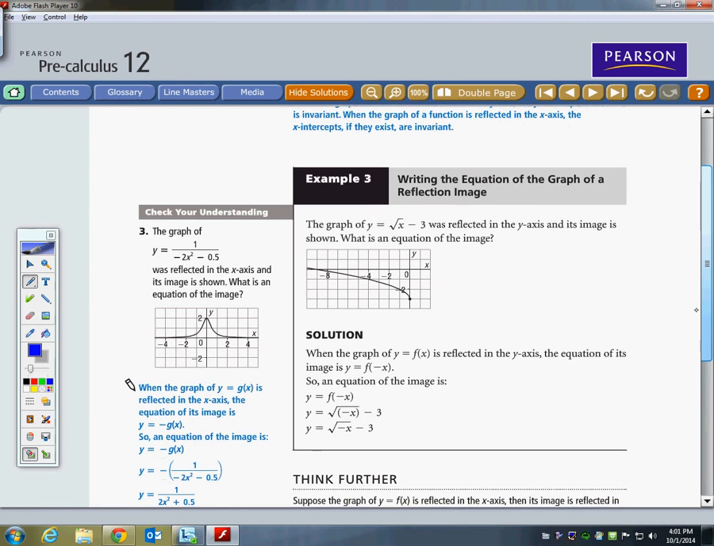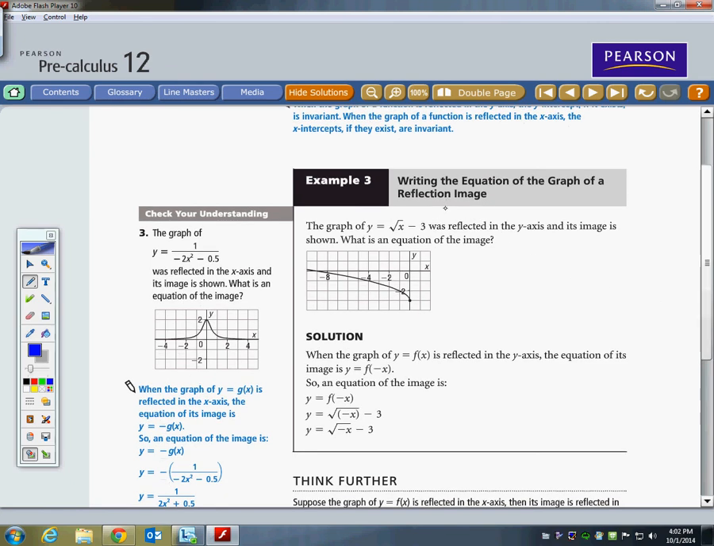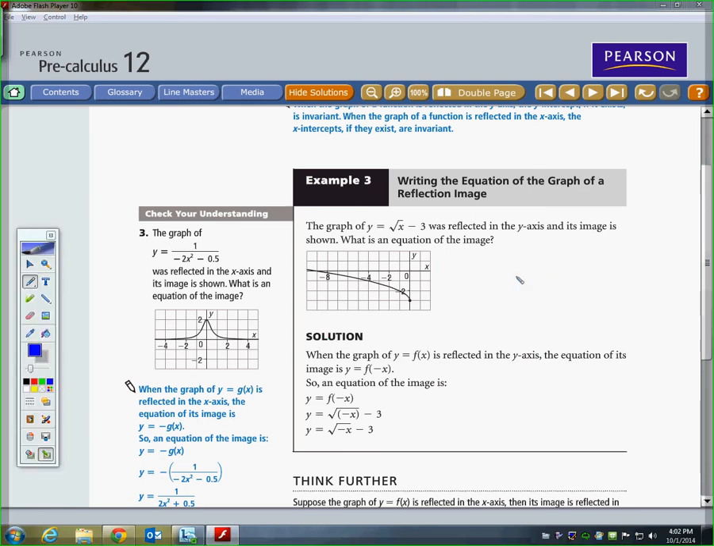So for example number 3, now it's not using a table of values, but it says write the equation of the graph of a reflection image. Same as before, there's going to be two types of reflections. You're going to have y = f(-x) when you're multiplying the x values by -1. So that's a y-axis reflection. Or the other type is y = -f(x), and that's when you're multiplying your y values by -1 or reflecting across the x-axis.